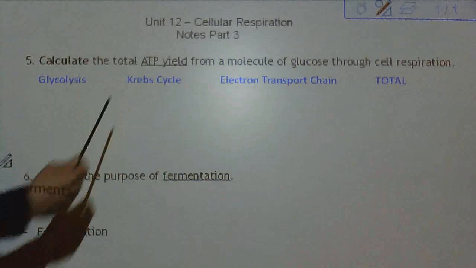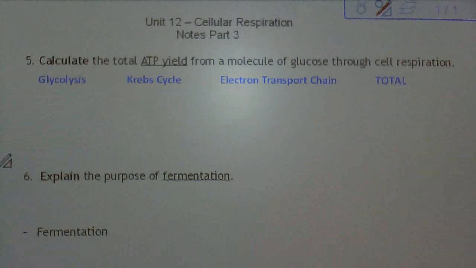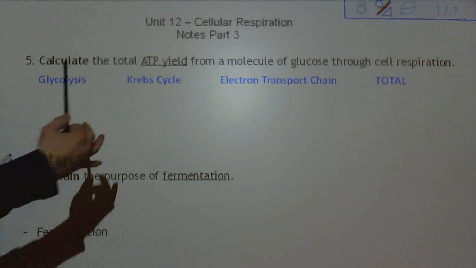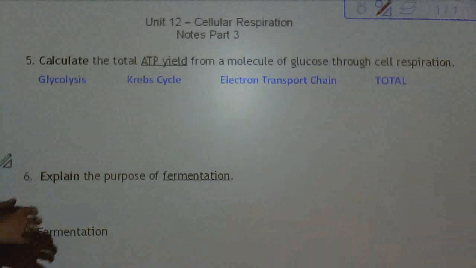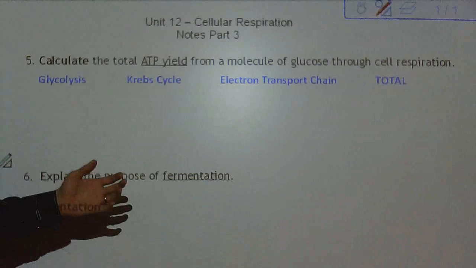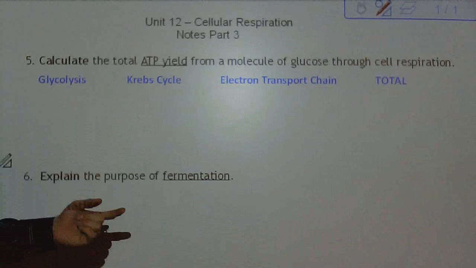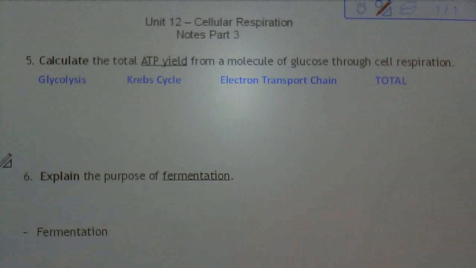And in objective 5 here, you can see we're going to talk about how many ATP are being made, just again to kind of sum this up, but also to compare how many ATP are being made in cellular respiration versus fermentation, and you'll see it's quite a bit different.